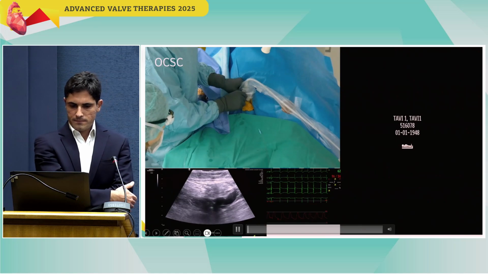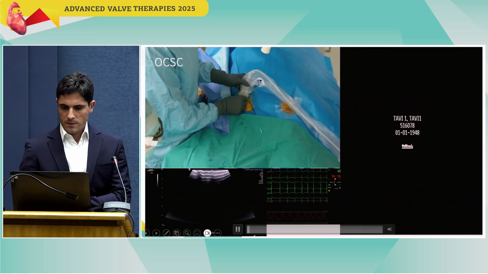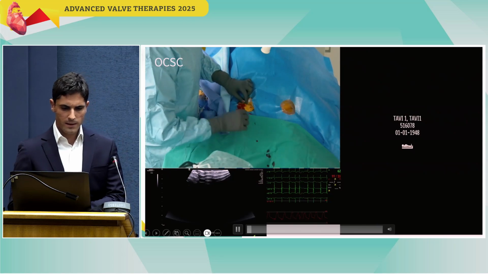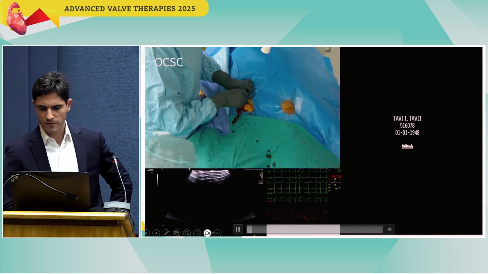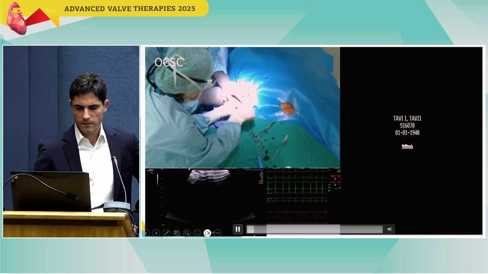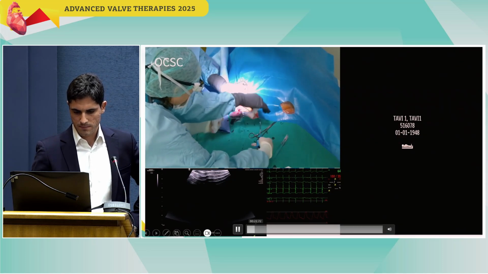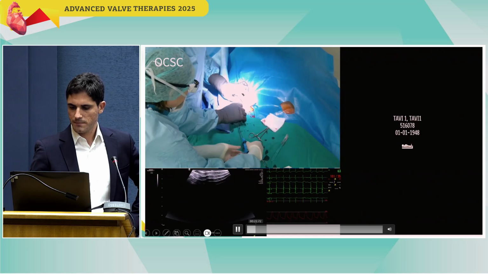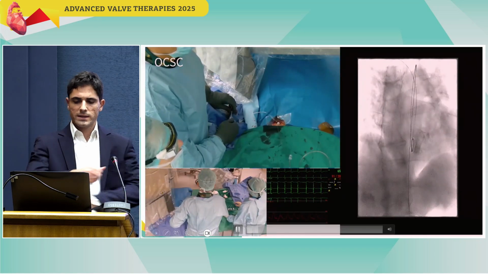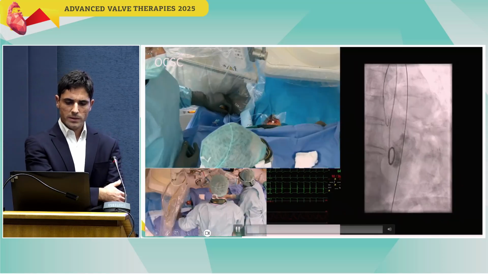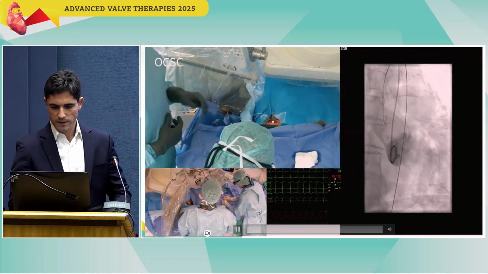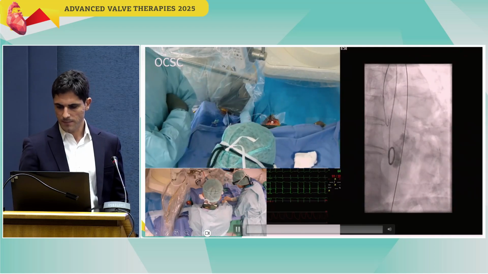Feel free to fast forward some parts of the video to save some time, okay? In the beginning, I'll be very quick. In the beginning, we have the puncture of the right femoral via under echo. Here, the advancement of the pigtail. Here we can see the pigtail introduction from the right radial artery, and we can also observe the heavily calcified aortic valve.